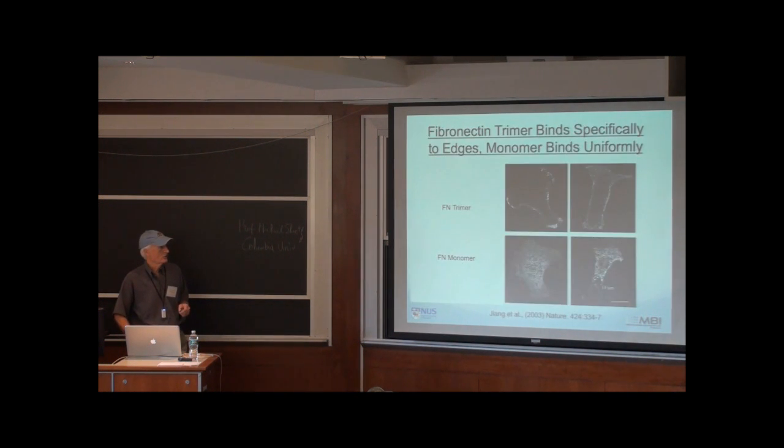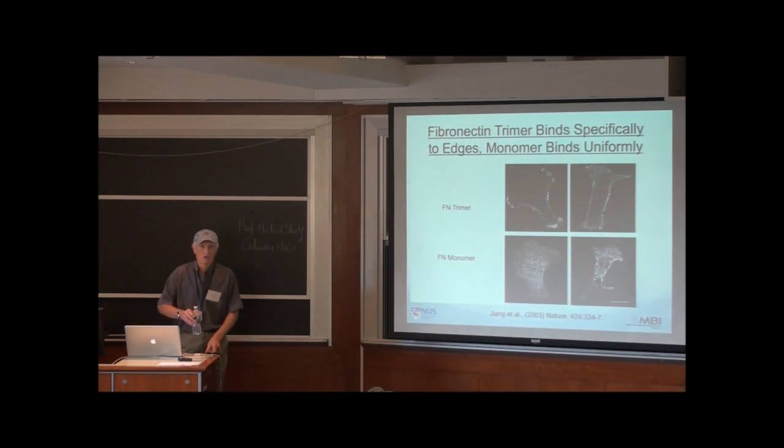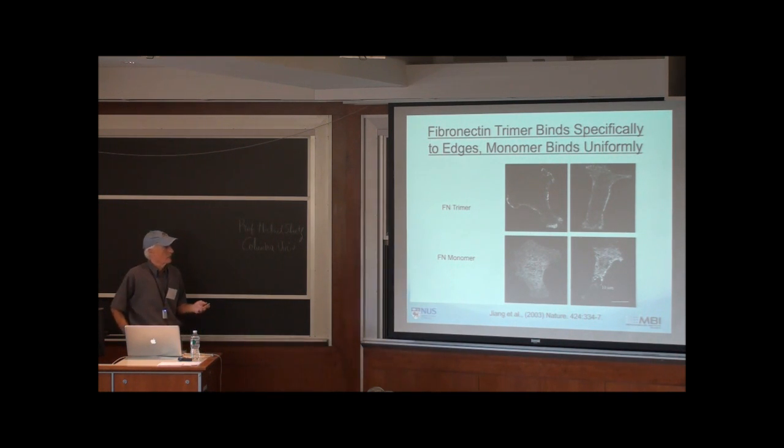through the adhesions. So looking at the multimeric nature or clustering nature of the initial interactions, we see that a fibronectin trimer, and I'll describe what that is in a moment, binds quite differently to cells than does a fibronectin monomer.